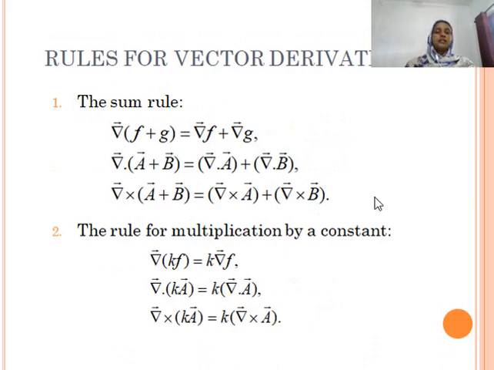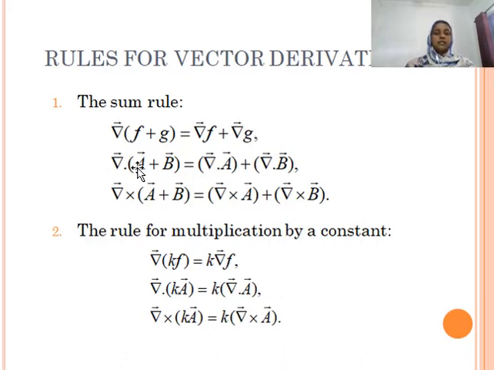When connecting with our del operator, for the sum rule there are three sum rules: one for gradient, one for divergence, and one for curl. So the first one, gradient of f plus g. Remember, here our differential operator is a vector, so it acts only on a scalar function. So gradient of f plus g gives you gradient f plus gradient g.